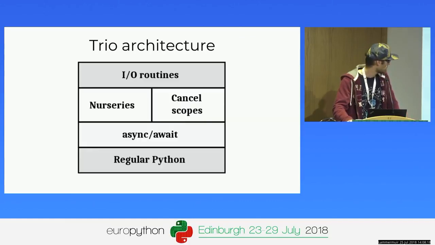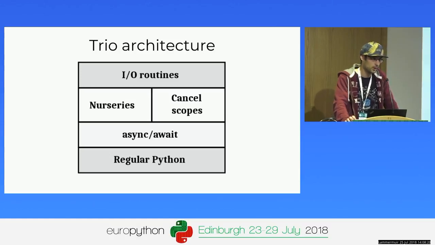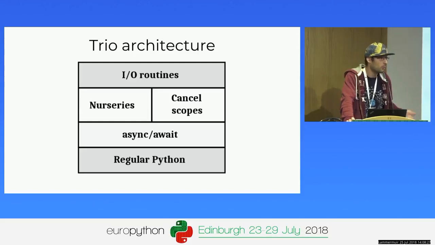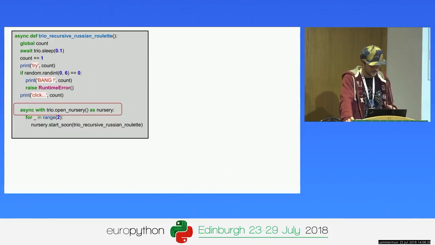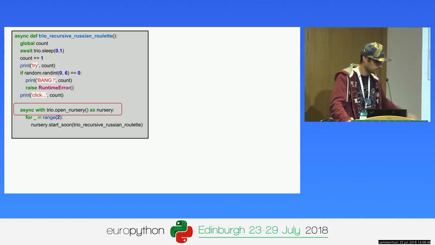So what's about Trio? There are three main concepts in Trio. The first thing is the async await keywords. We already talked about them. We already know why they are so great. The two more exotic things are the nursery and the cancel scope. So first, the nursery. Here is a slightly modified version of the recursive regression roulette. This one was written for Trio. And basically, the only thing that's changed is the red rectangle.